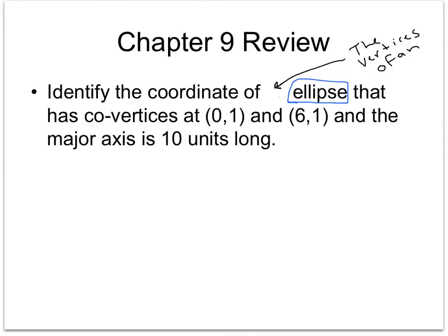So, a couple things that I need to recognize. We're dealing with an ellipse. You can draw a picture if you want, and that might be a good way to do this. If I draw a picture, I know I have co-vertices at (0, 1) and (6, 1). So co-vertices means that this is going to be b squared underneath the x, because the co-vertices are moving along the x. Okay?